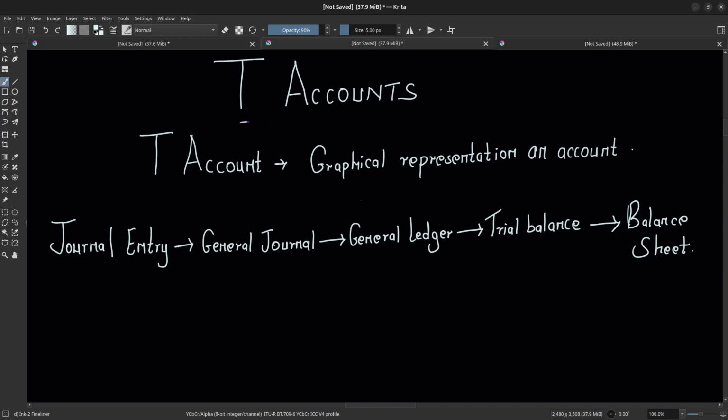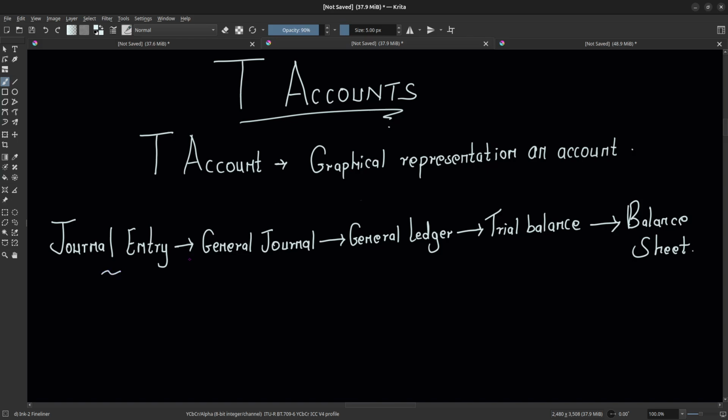And today we are going to be looking at the T account. A T account is basically a graphical representation of an account. First, let us look at the pathway towards financial reporting. It starts with the recording of an individual financial transaction as it happens.